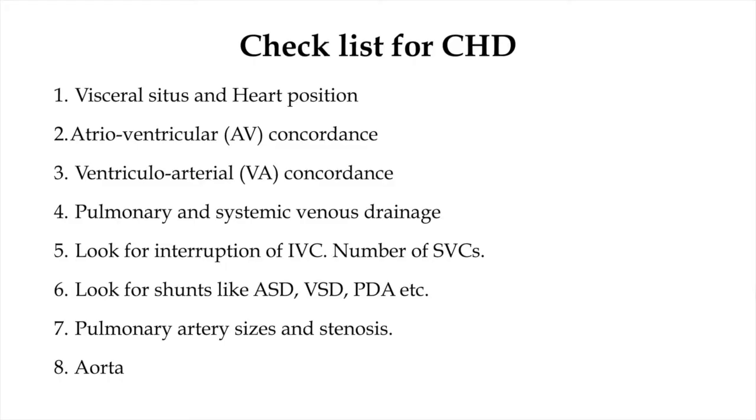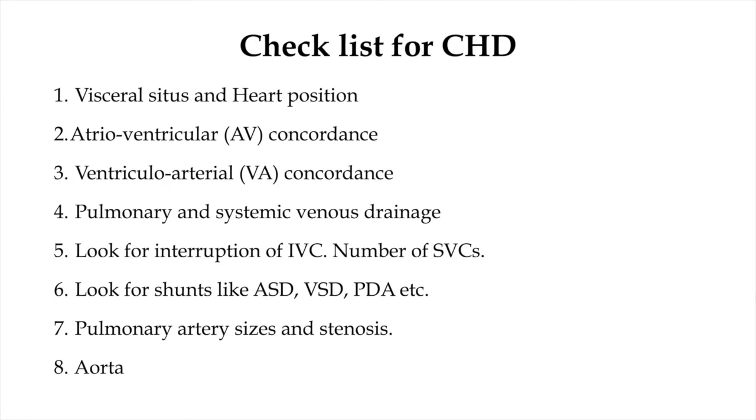Checklist for congenital heart diseases: look for the visceral situs and heart position. Atrioventricular concordance: we say it's a concordance when the right atrium drains into the right ventricle and the left atrium drains into the left ventricle. When the aorta arises from the left ventricle and the MPA arises from the right ventricle, we call it a ventriculo-arterial concordance. Make sure the pulmonary venous drainage is into the left atrium and the systemic venous drainage into the right atrium.